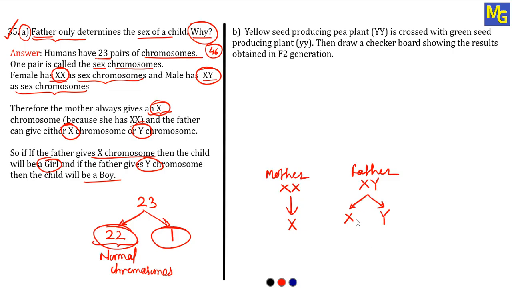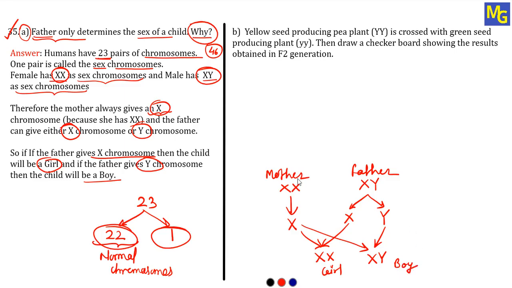If the sperm having X chromosome combines with the egg, then the child will have XX as a sex chromosome, and then the child will be a girl. If the father gives Y chromosome and mother gives X chromosome, if it gets combined, the young one will get XY as a sex chromosome and the young one will be a boy.